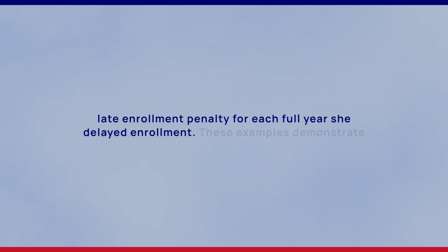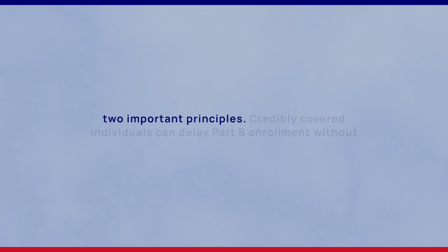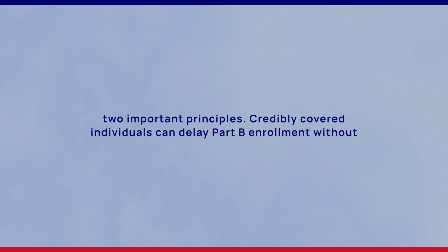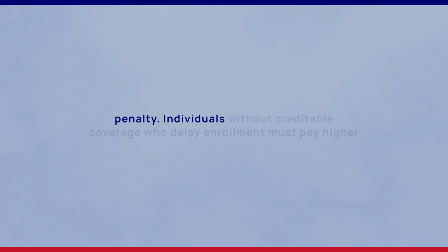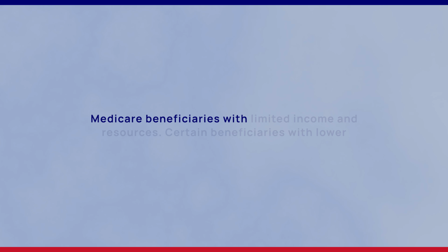year she delayed enrollment. These examples demonstrate two important principles. Creditably covered individuals can delay Part B enrollment without penalty. Individuals without creditable coverage who delay enrollment must pay higher premiums due to the late enrollment penalty. Help for individuals with limited income. Next, we will discuss programs available to assist Medicare beneficiaries with limited income and resources.